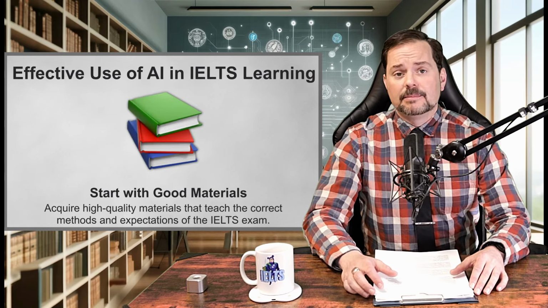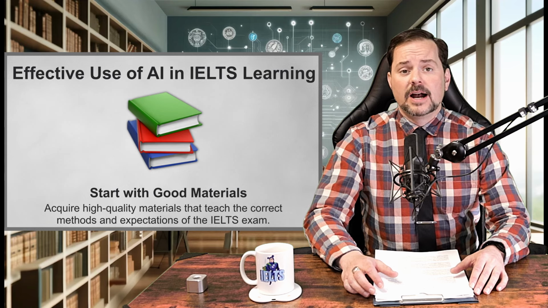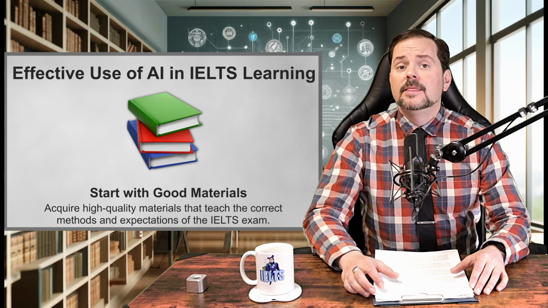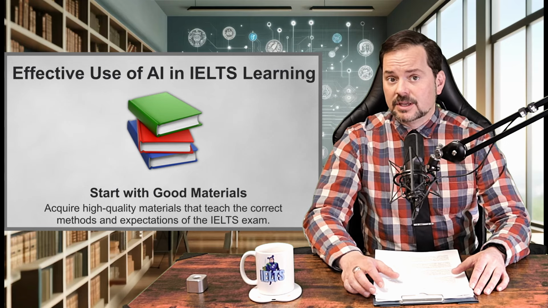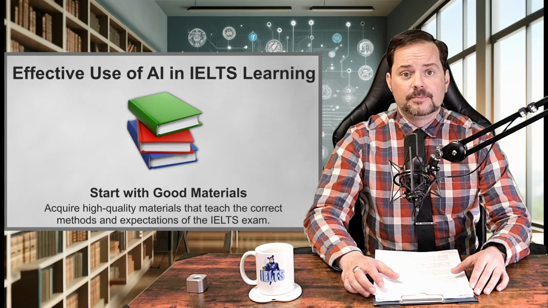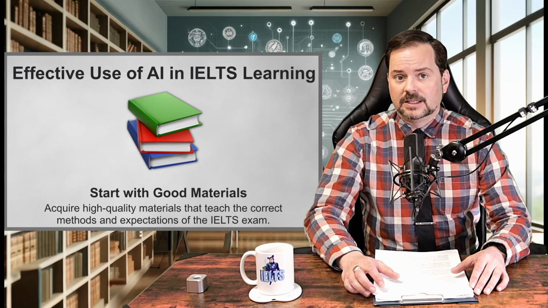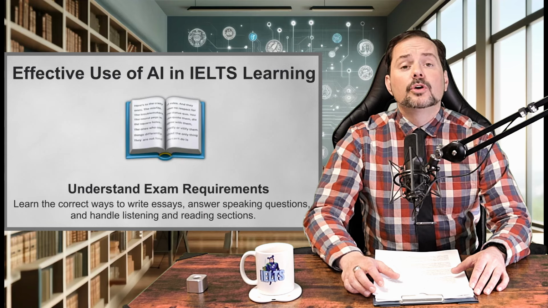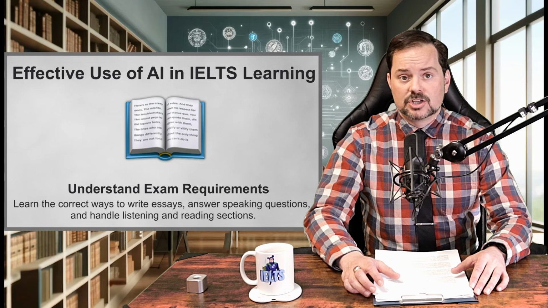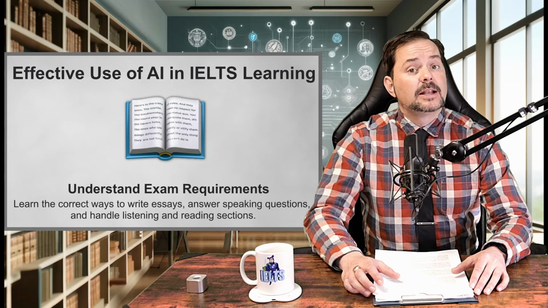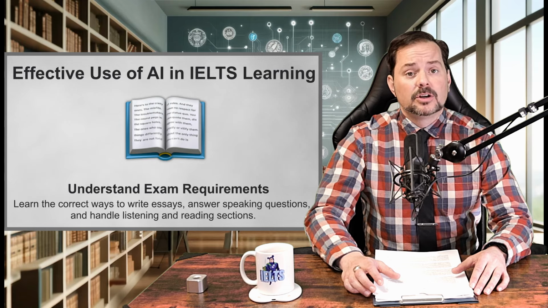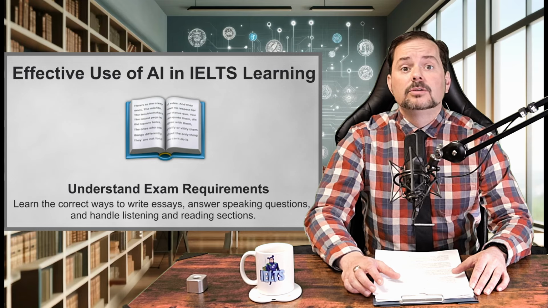An important step in using AI software for your IELTS learning is to first acquire good materials that teach you the right methods for the exam, understanding the real expectations of the examiners so that you know the correct way to write an essay and answer questions for the speaking section, so that you know the correct methods and materials for the listening and reading.